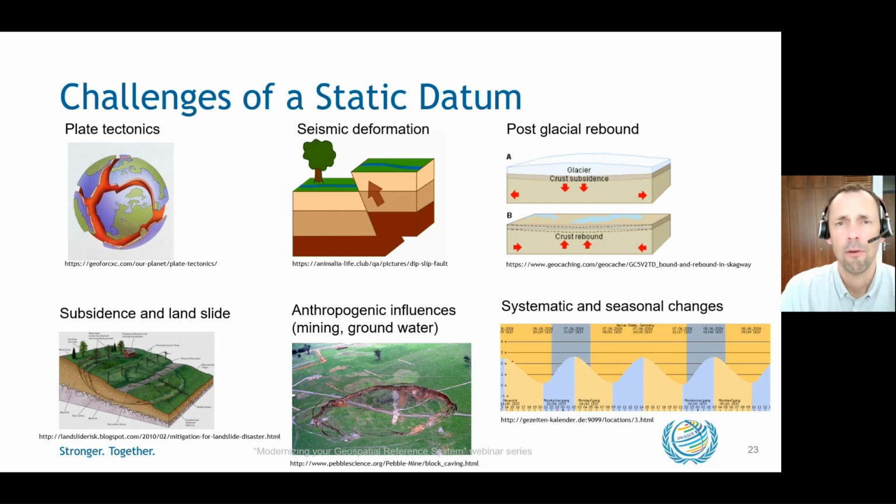Although the markers are firmly connected to the ground, they can still experience a movement in position. As the Earth is not a rigid body, but experiences dynamic changes, it also influences our markers and with that our static datum. For these dynamics, there are different reasons, like for example tectonic plate movement, seismic and post-seismic deformations, post-glacial rebound, subsidence and landslides, anthropogenic influences like mining, or systematic changes given, for example, through tides or seasonal variations.